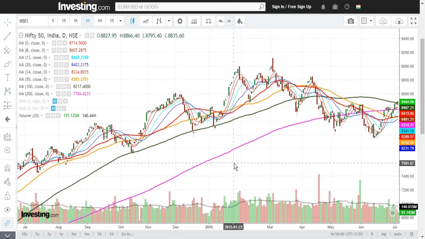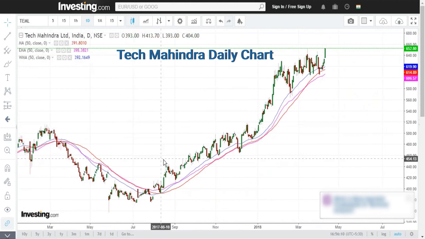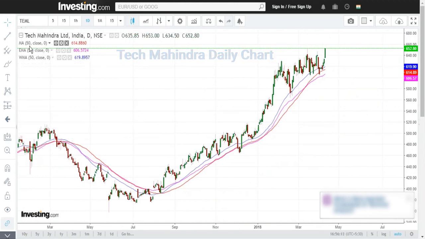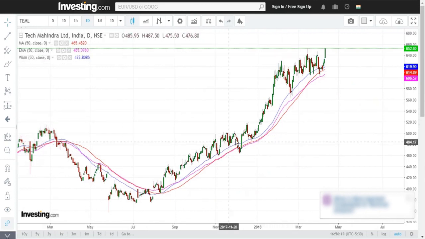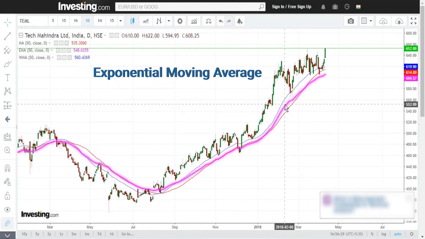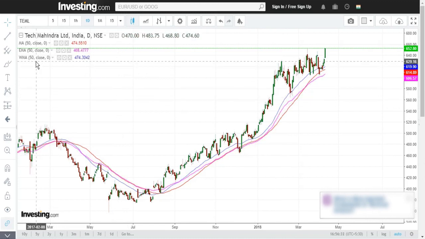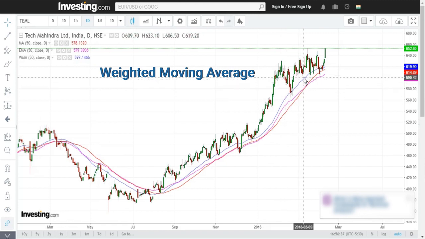Now, as we have known about the simple moving averages, I would like to introduce you to other forms of moving averages. Here we are looking at the Tech Mahindra daily chart. Here the 50 period moving average is represented in red. This is the simple moving average, the line that is below, and then there is the 50 period exponential moving average that is represented in the pink line, that is in between, and the weighted moving average that is plotted in blue line.